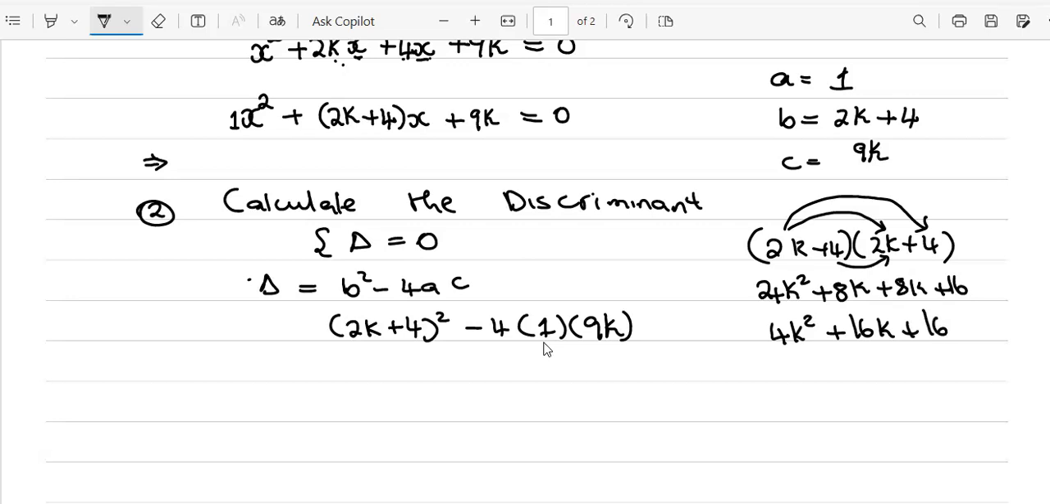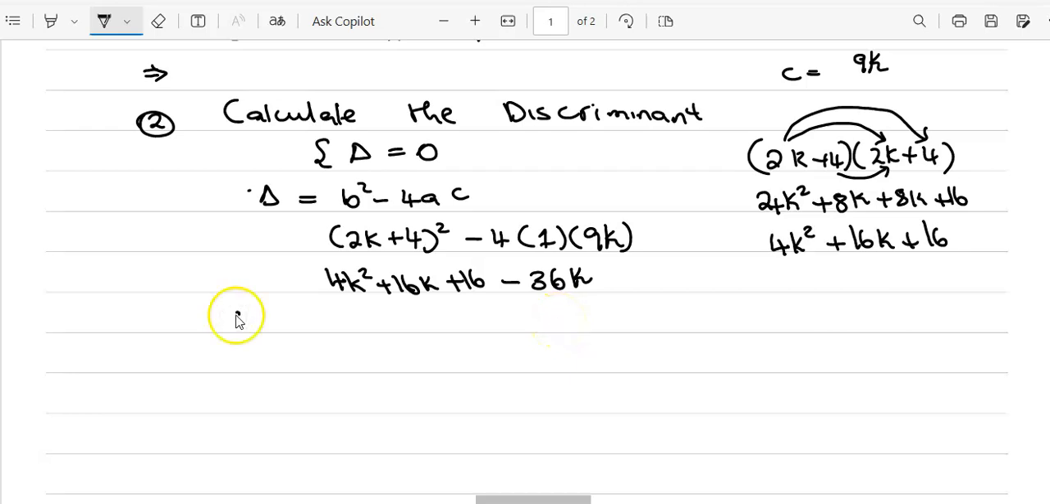So this will be equal to 4k squared plus 16k plus 16 minus 4 times 1, which is 4, and 4 times 9 will give us 36, so it will be minus 36k. Now we can add the like terms and put this in standard form. Therefore, our discriminant is equal to 4k squared, 16k minus 36k will give us minus 20k, plus 16. So now this is in the form of a quadratic equation.